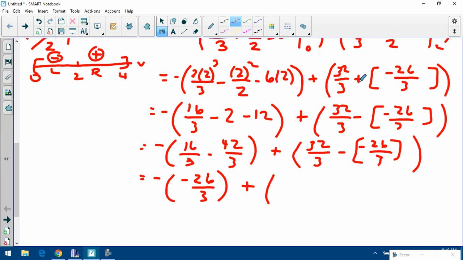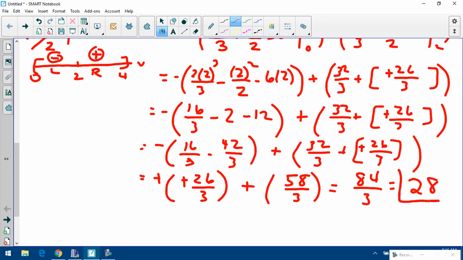All right, so that's actually going to become a positive 26 thirds. Okay, good. Adding those two together, 26 plus 32 is 58 thirds. And this is really a positive 26 thirds. Adding those two together, we get 84 thirds, which actually does reduce to a total distance of 28.